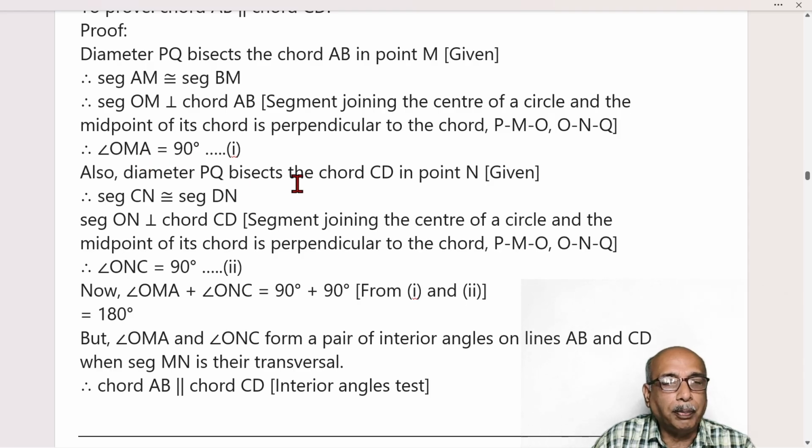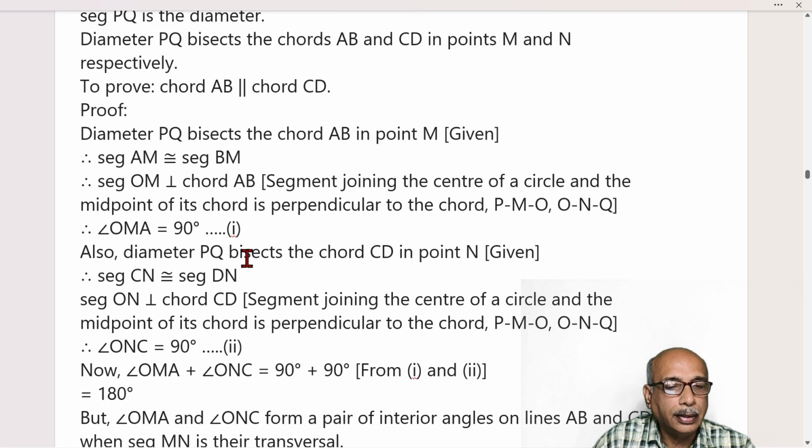Also, diameter PQ bisects the chord CD in point N, given. Therefore, CN is congruent to DN. ON is perpendicular to chord CD, by the same theorem: the segment joining the center of a circle and the midpoint of the chord is perpendicular to the chord. Therefore, angle ONC equals 90 degrees.